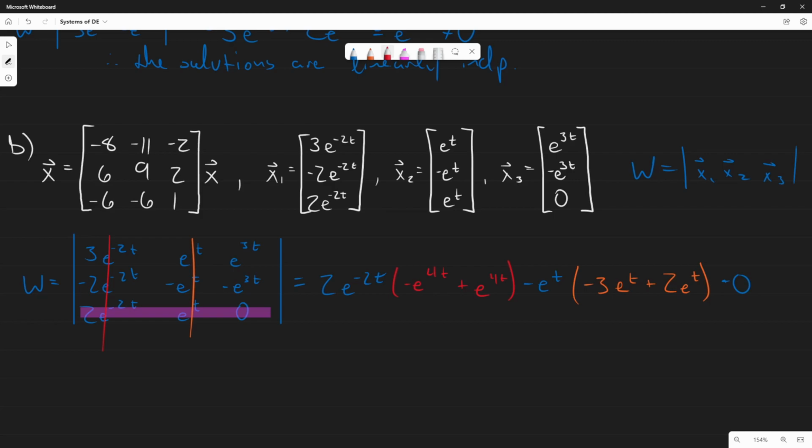So this part right here will go to 0, leaving us with negative e to the t times negative e to the t, or e to the 2t, which is not equal to 0. Therefore, this gives us a solution that is linearly independent.